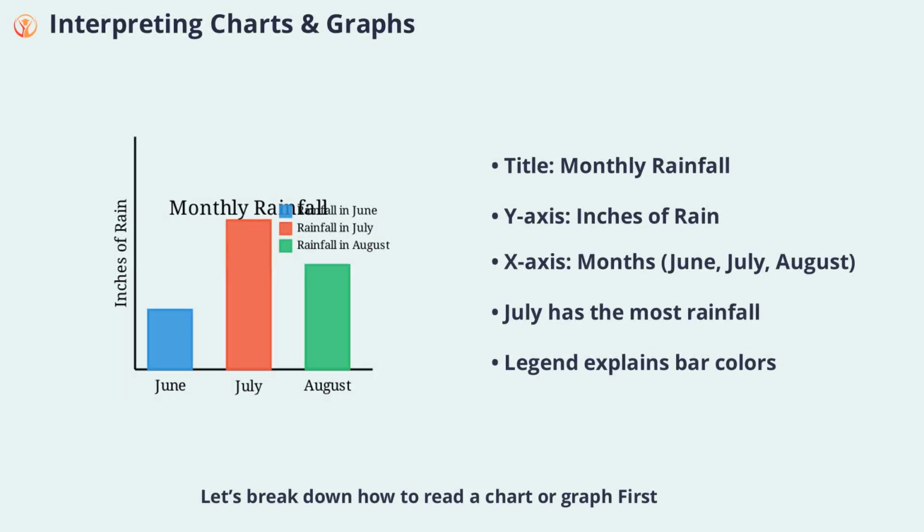Let's break down how to read a chart or graph. First, look at the title to know what information is being shown. Next, read the labels on the sides and any keys or legends. Notice the numbers or categories. Then, look for patterns or big differences. For example, which bar is tallest? Which section is the largest? Finally, think about how this visual supports the main idea of the text. Does it give extra details or help you compare information? Practicing these steps will make you a pro at using visuals to understand texts.